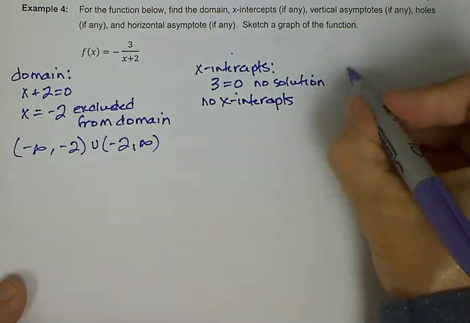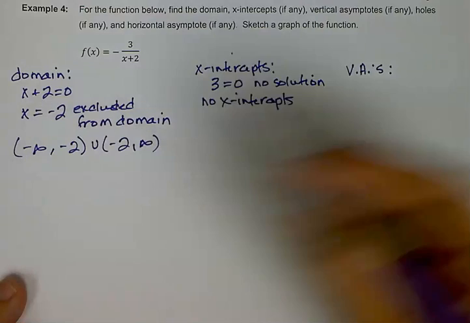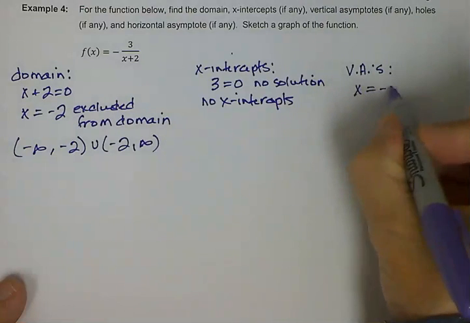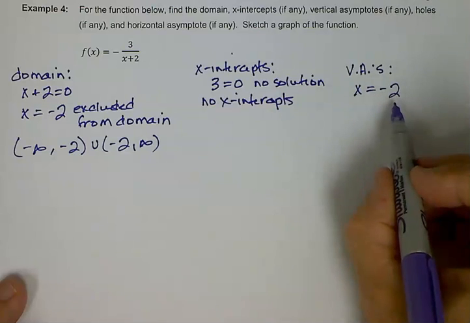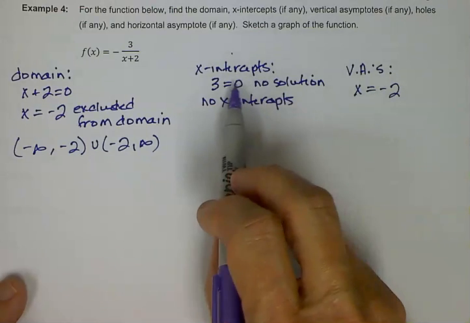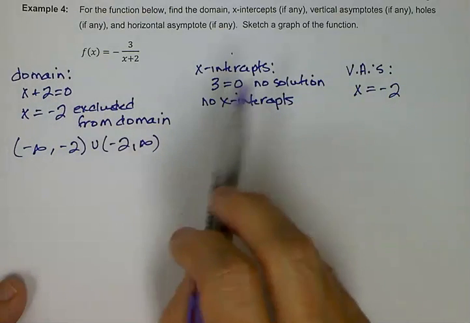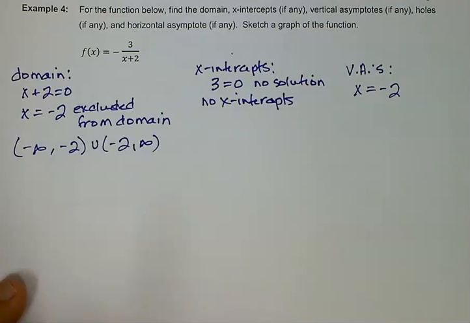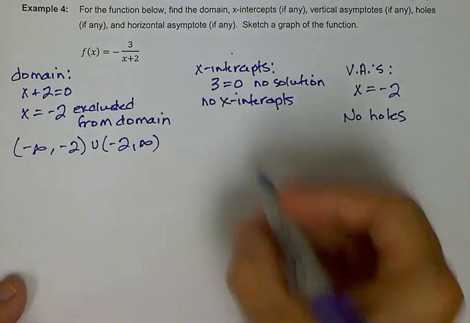For vertical asymptotes, we can look at the number that was excluded from our domain. There's going to be a vertical asymptote there. The equation of our vertical asymptote is x equals -2. Since we didn't get any matching answers from the numerator or the denominator for what made each one 0, there are no holes.